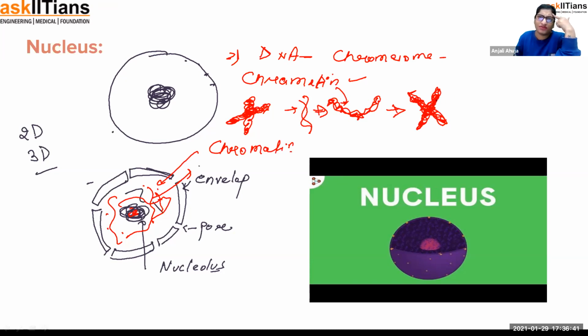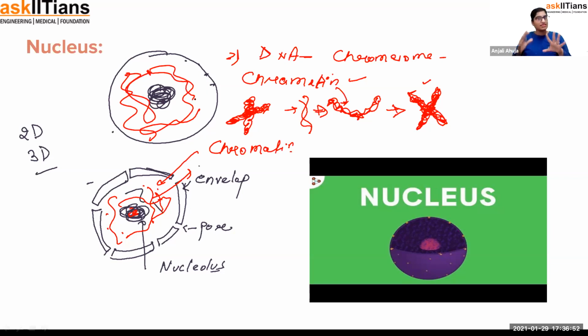I was about to say one thing on this. Normally inside the cell, chromatin material is always present. This is not the DNA I'm drawing, this is the chromatin I'm drawing. Normally inside the cell, it is always chromatin. But listen carefully, when there is a time of cell division, only then it takes shape like a chromosome. Clear?